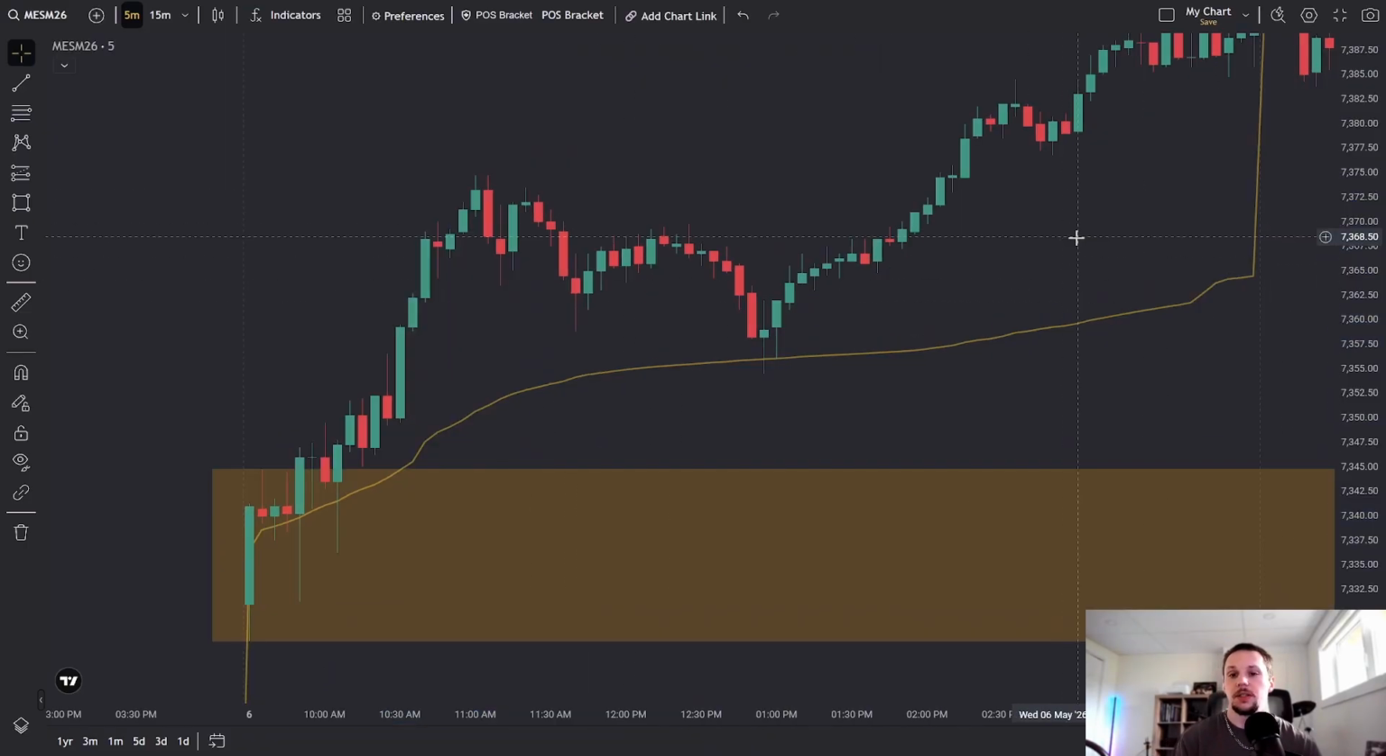When it comes to the continuation setups from the last video, we need to wait for price to break out of the opening range, then for price to pull back, and then for a confirmation candle. Reversal setups are a bit similar, but there's a bit of a different order to these things. The first thing that we need is for price to get up at least 30 points above the opening range area, which we have now.